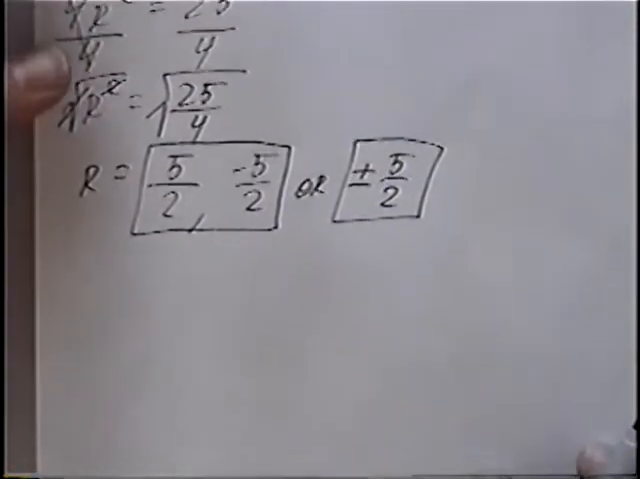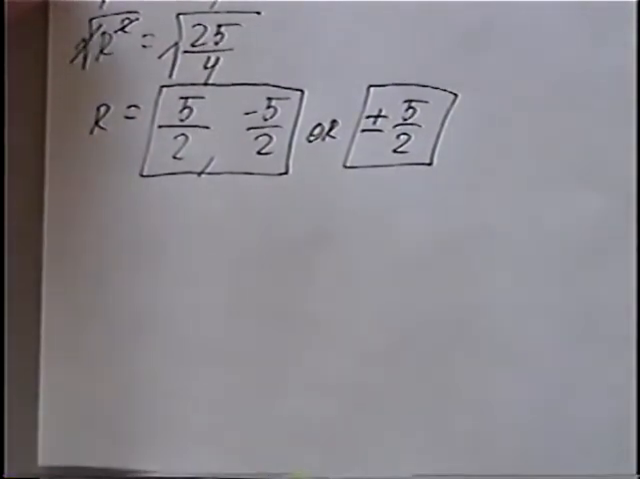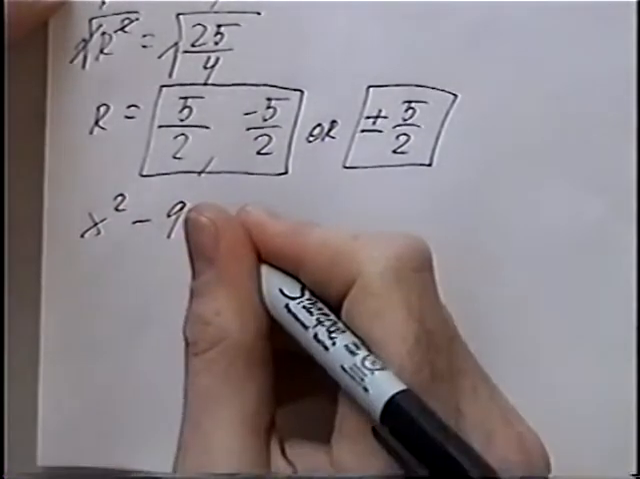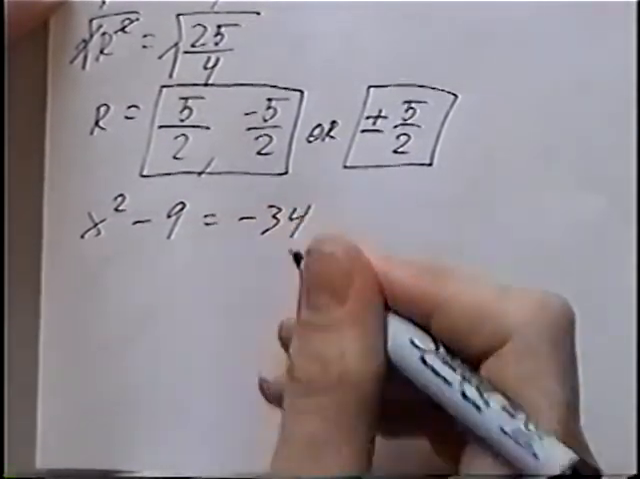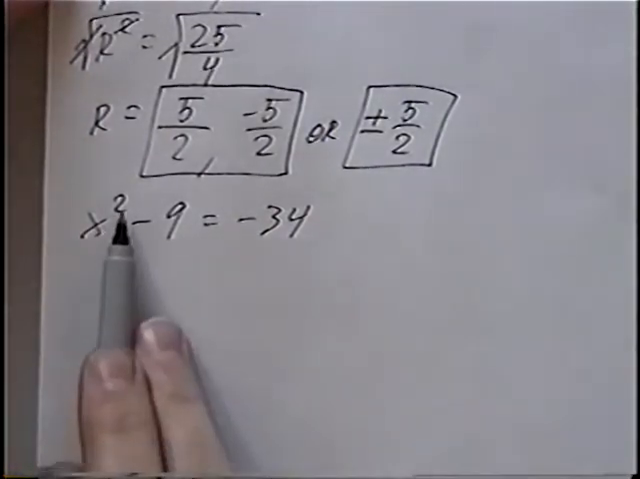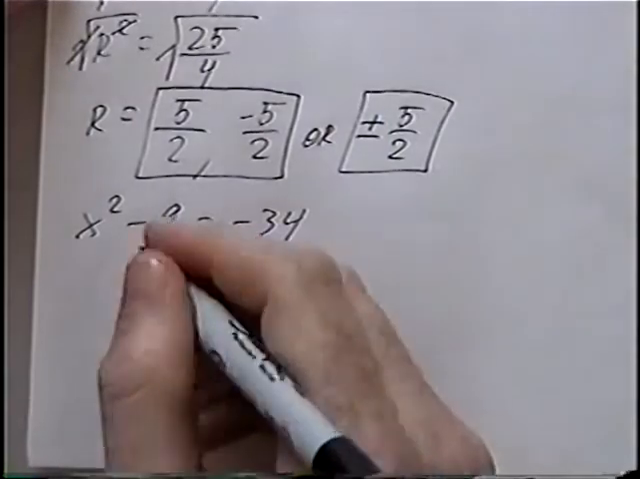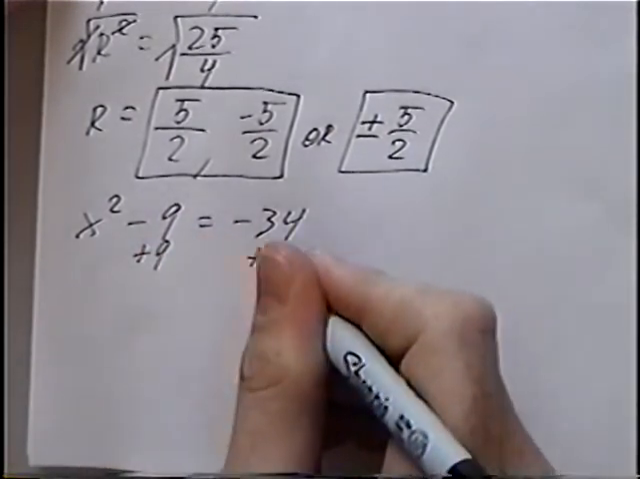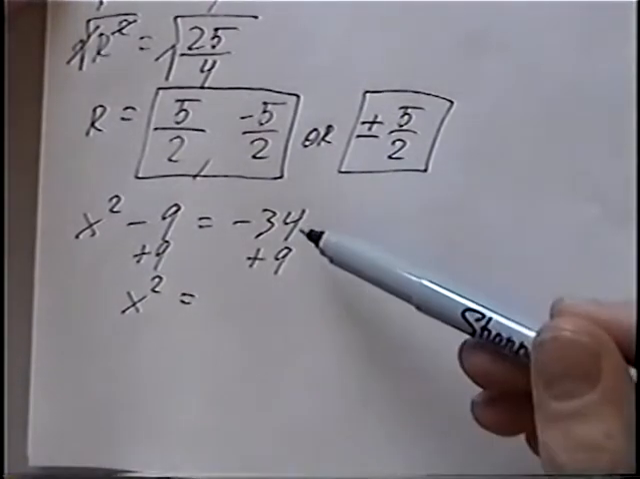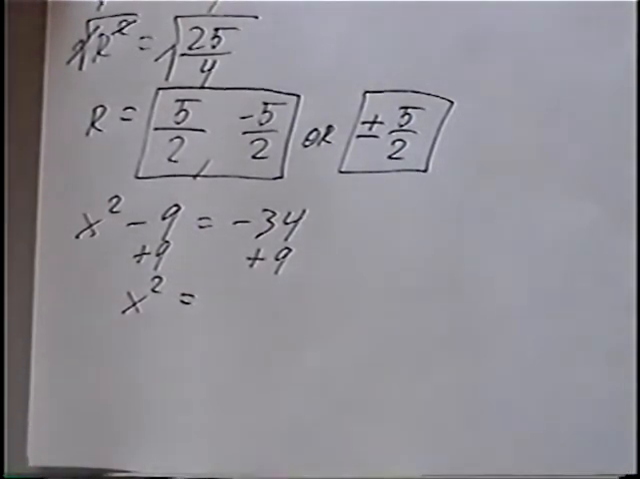One more question, last question for this section. X squared minus 9 equals negative 34. Solving again, we want to get x squared by itself. So we will add 9 to both sides. X squared equals negative 34 plus 9.